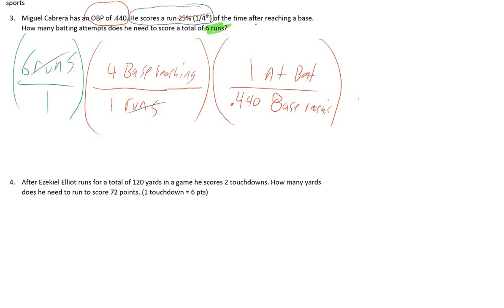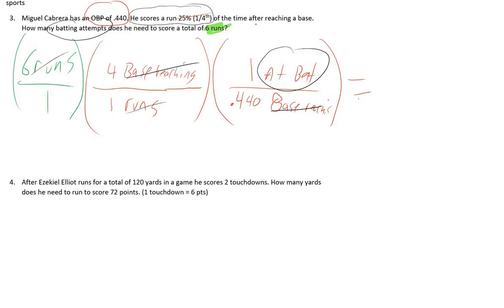That's what OBP stands for, right? If you ever watch baseball and wondered about that, they'll usually post that stat there. And what we're left with now is the units all canceling out until we've gotten to what we're looking for, which is at bats. How many batting attempts does he need?